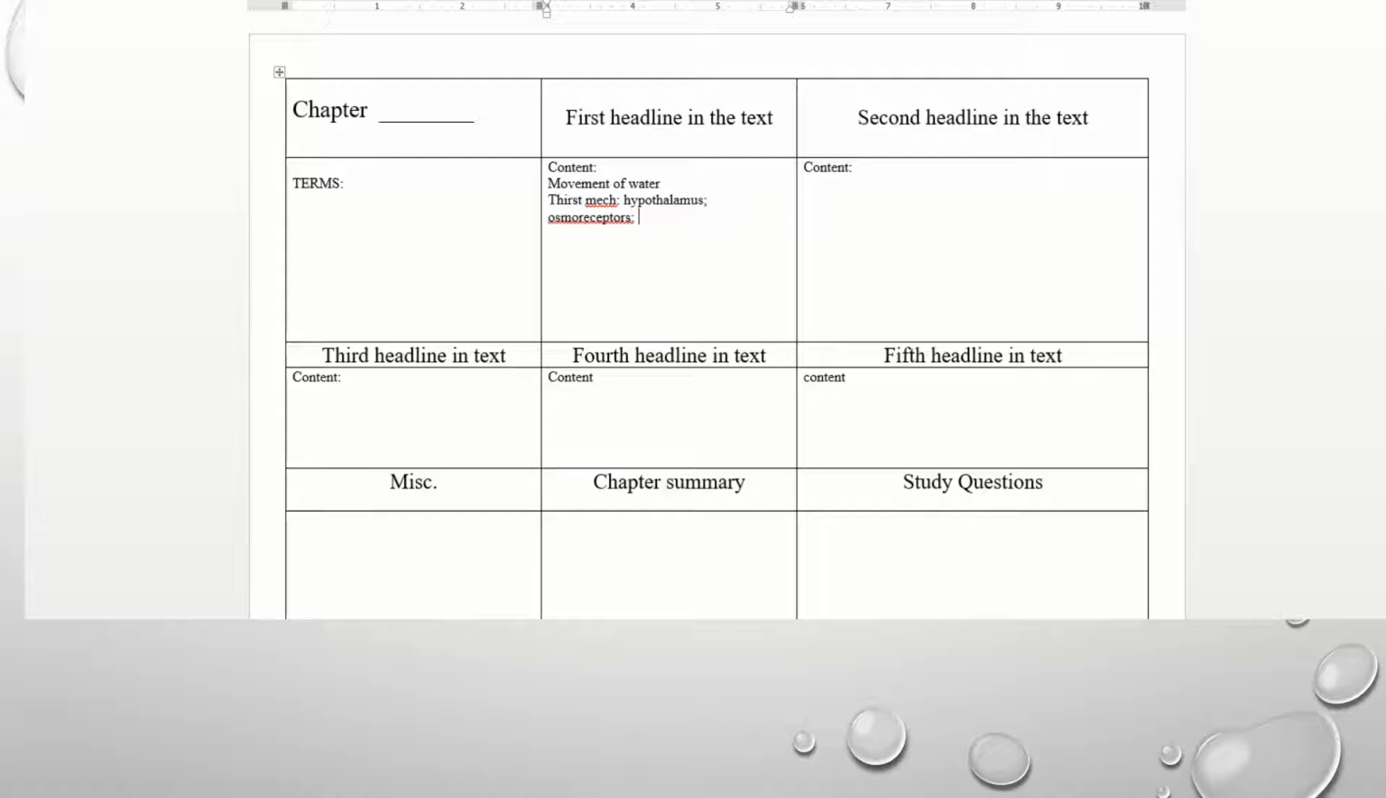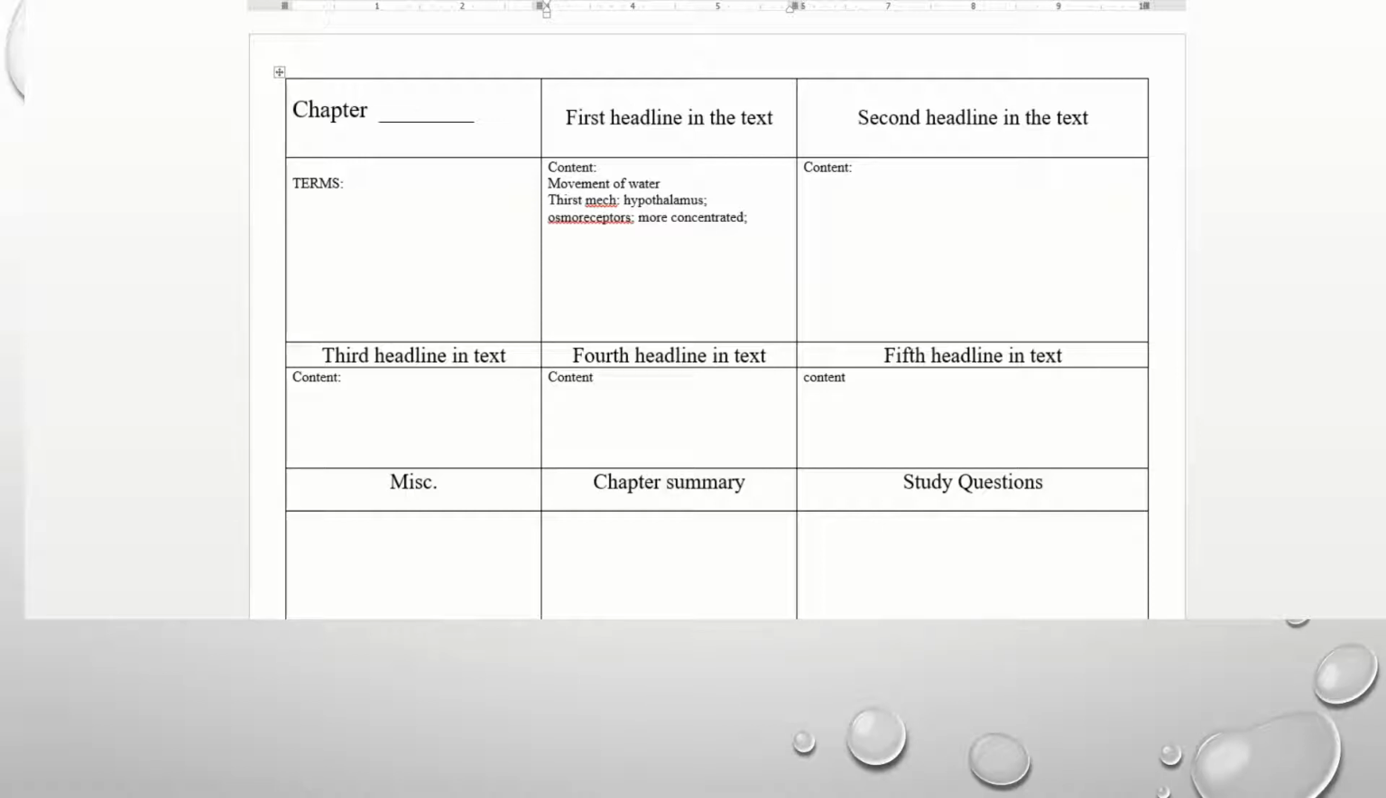Then the osmoreceptors stimulated in the hypothalamus make us feel thirsty. If we have water, we'll drink it. So then your antidiuretic hormone, oops, I was off on that one, wasn't I? I was a little bit off, that was supposed to say osmoreceptors.